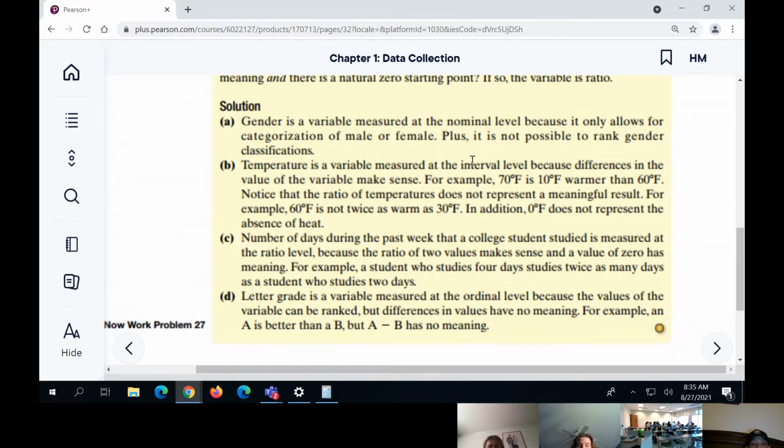Number of days a student, what does it say? Number of days the past week that a college student studied. That's ratio, or over ratio, because I could do 2.5 days. And the last one, letter grade, erase, anything like that is ordinal. Question.